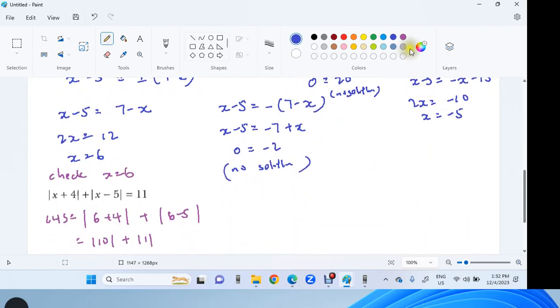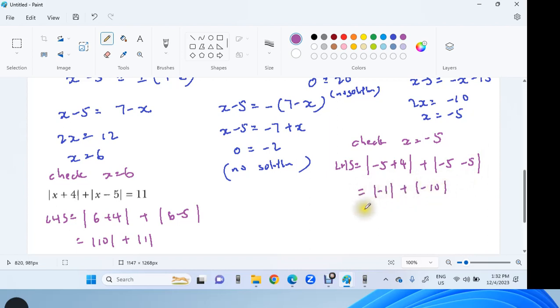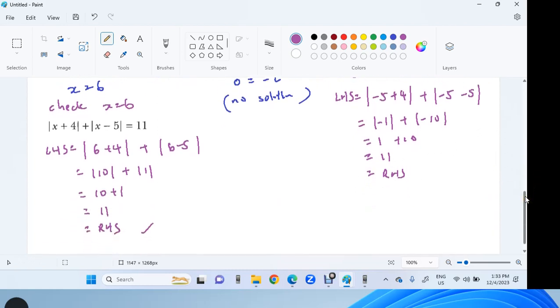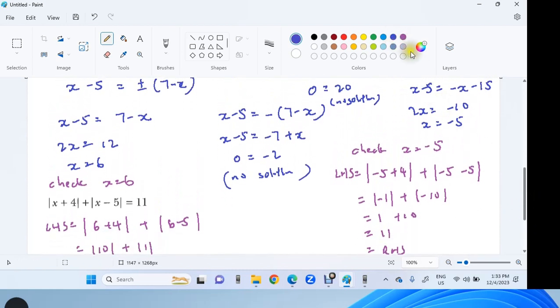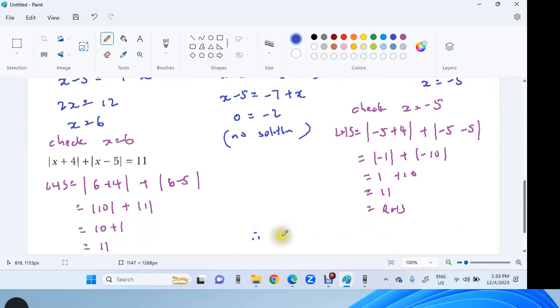So I need to check the answer. So check x equal to negative 5. The left hand side is modulus negative 5 plus 4 plus modulus negative 5 minus negative 5. So modulus of negative 1 plus modulus of negative 10. So 1 plus 10 equal to 11. This is the right hand side. So it is a solution. So we can conclude that x equal to negative 5 and 6 are solutions.